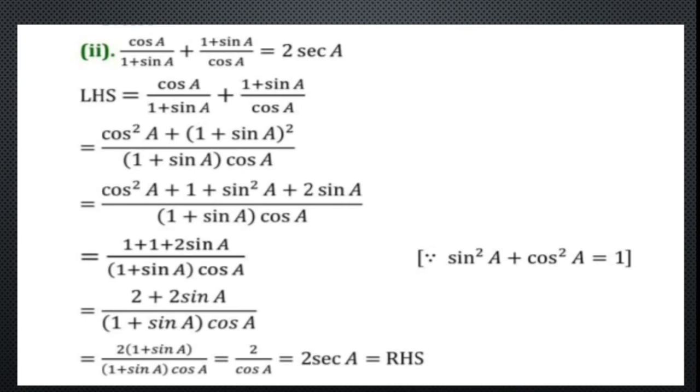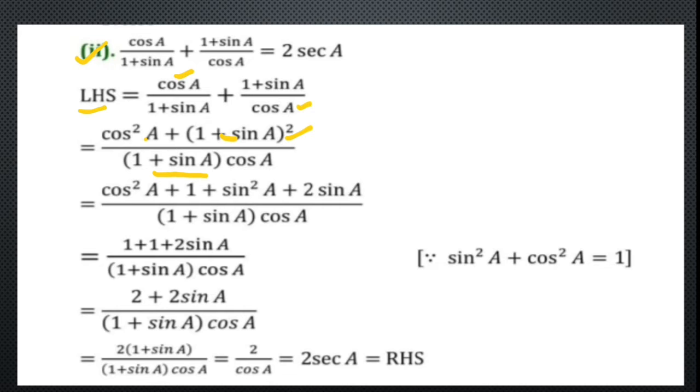Now part number 2. In part number 2 you have to prove that cos A by (1 plus sin A) plus (1 plus sin A) by cos A is equal to 2 sec A. So let us start with the LHS part. If you do the general LCM and general addition, this cos will be multiplied with this cos, that is cos square A, plus (1 plus sin A) whole square. For this term use the (a plus b) whole square formula.